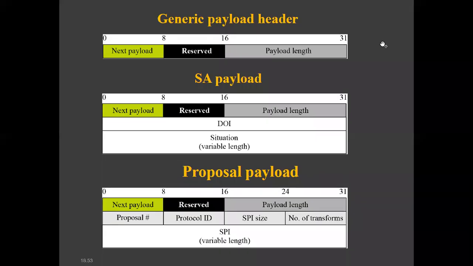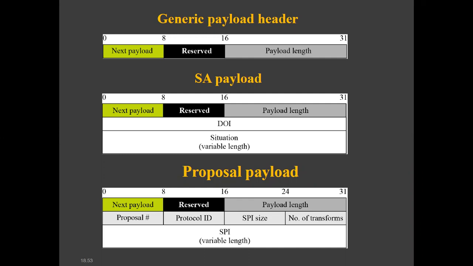So all these payloads which we have seen in the previous slide have a generic header and some specific fields. The format of the generic payload header is shown here. The next payload field in this header is an 8-bit field which identifies the type of the next payload. So when there is no next payload, the value of this field is set to 0. Here we have to remember that there is no type field for the current payload. The type of the current payload is determined by the previous payload or the general header.